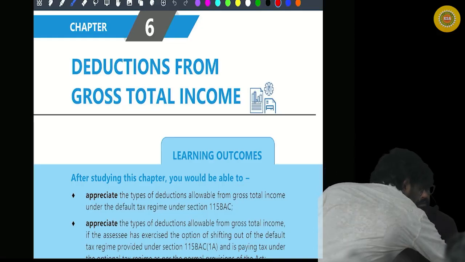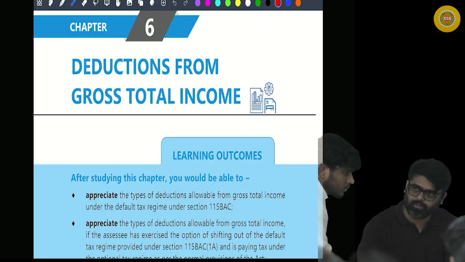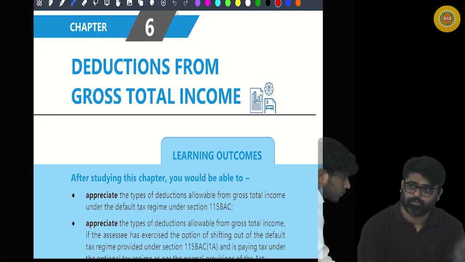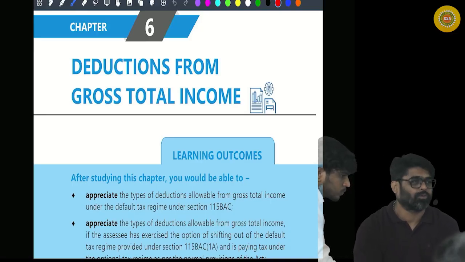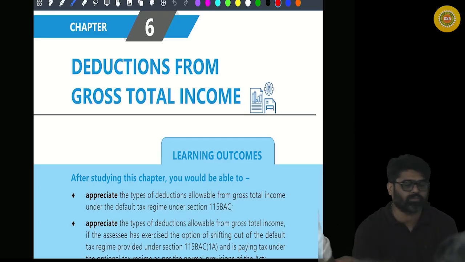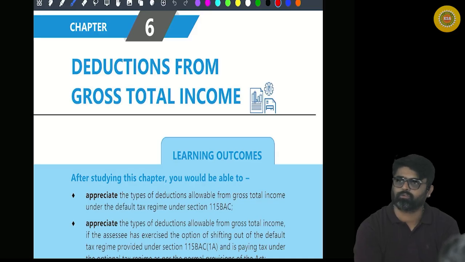So we will start, and today will be the last lecture. We are going to finish the syllabus. As I promised yesterday, we are going to solve a few questions on computation of total income, that will take care of your deductions also.